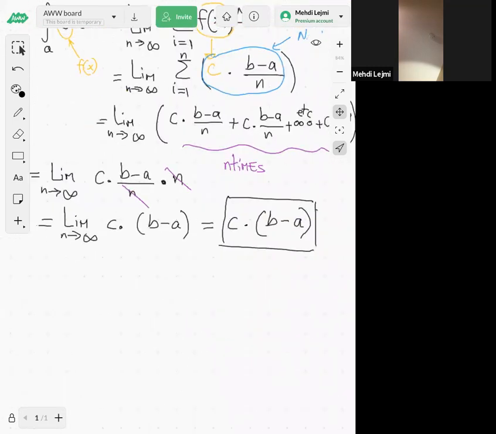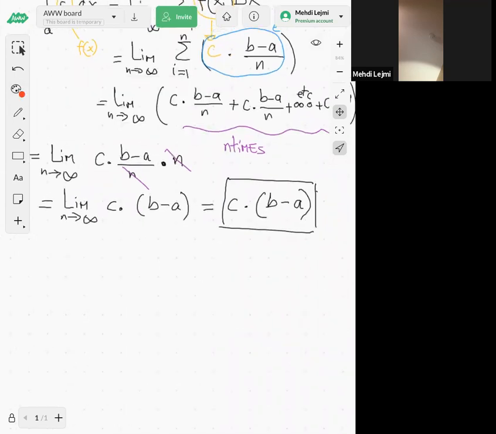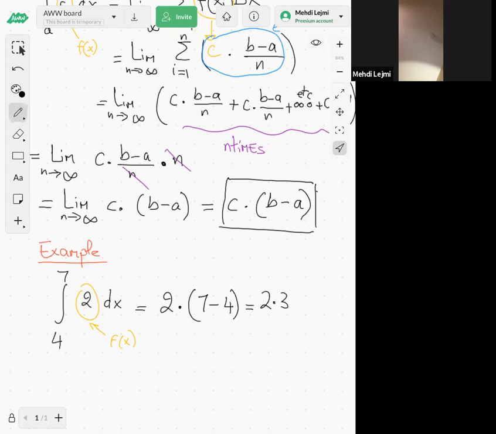So for example, if you want a numerical example, let's say you want to compute the integral from 4 to 7 of 2 dx. So here your function f is just the constant 2. This is your f of x, right? So then this integral would be 2 times (b minus a). So it's 2 times (7 minus 4). So it's just 2 times 3, which is equal to 6. All right, so again, this is like my c, and this is my b minus a. This is a and this is b.